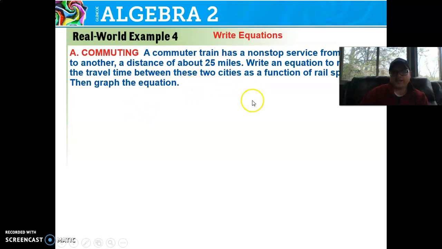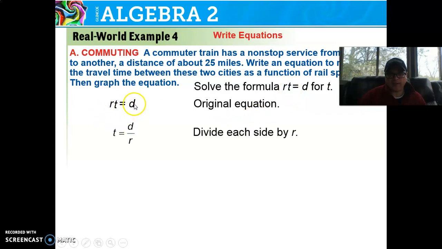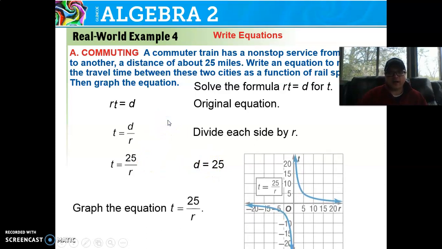A commuter train has a nonstop service from one city to another, a distance of about 25 miles. Write an equation to represent the time between these two cities as a function of rail speed, then graph the equation. So the formula we would use is rate times time equals distance, but we need time. So how do you find time? Well, to find time, you take the distance divided by the rate. So in this case, we know the distance is 25, so the time equals 25 divided by the rate.